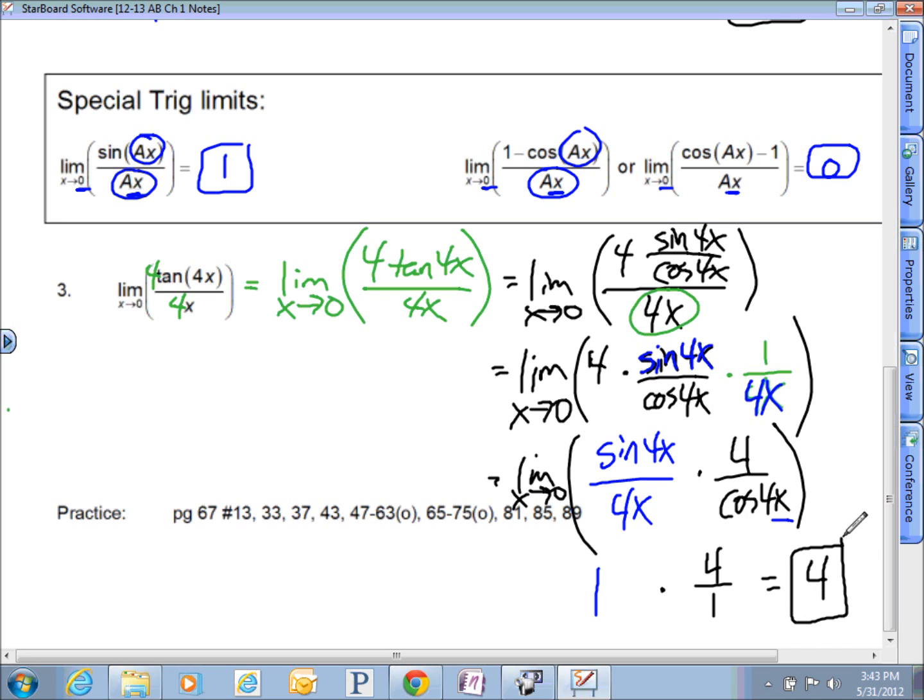So third technique, when things break down, if you can't do direct substitution, try to change your equations around using some of those cool identities we learned in trigonometry and see if I can make a special trig limit or direct substitution, or in what you're just looking at right now, a combination of the two.